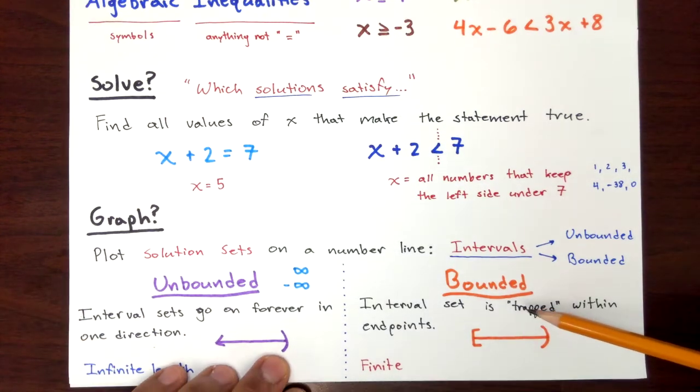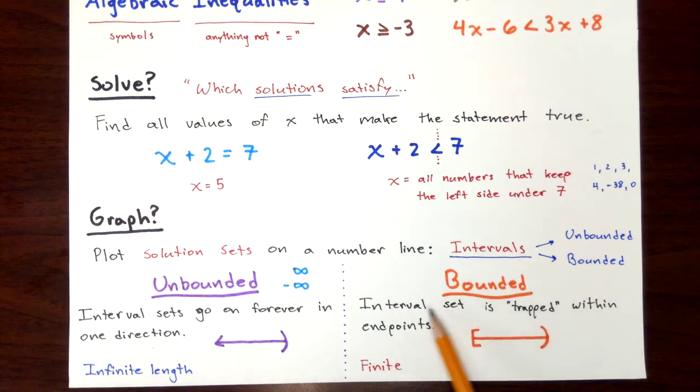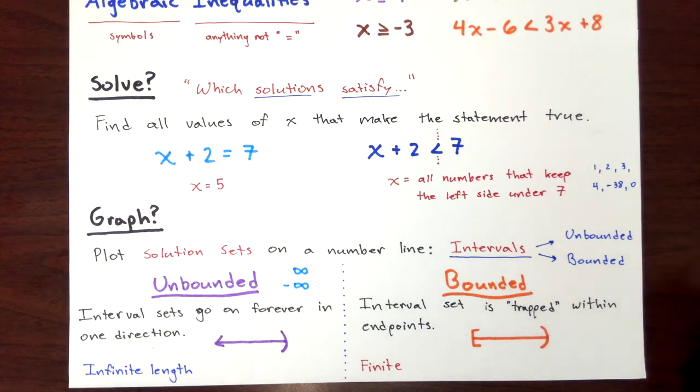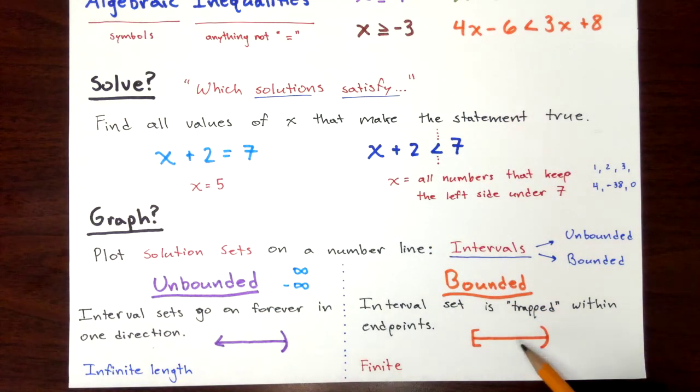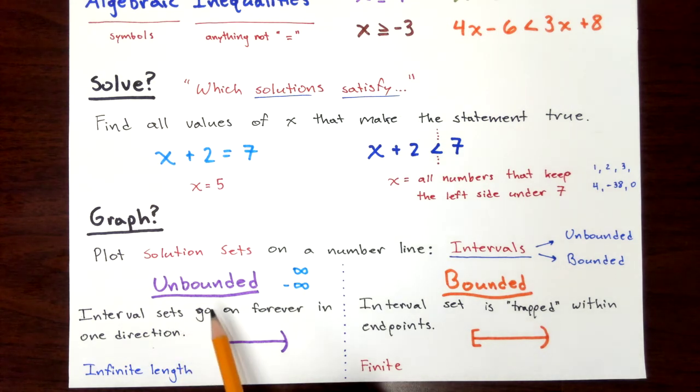Whereas in a bounded interval, you're going to basically have a set that is trapped within endpoints. It's going to be closed off. That means that your x is going to be between two different values. It's going to be finite. An unbounded interval is going to be infinite, so it can go on in either direction.